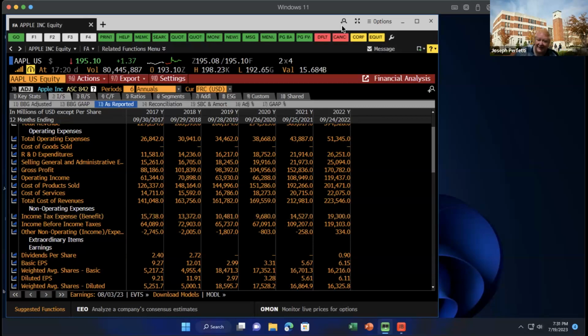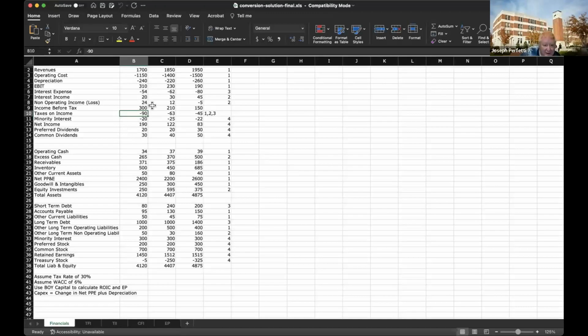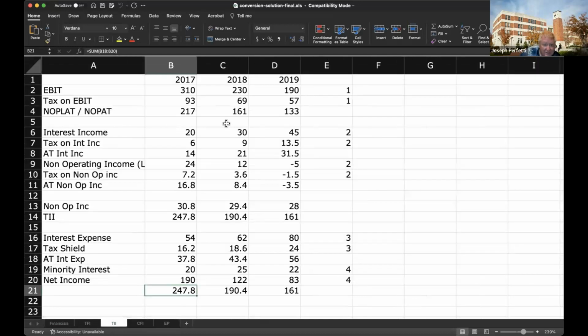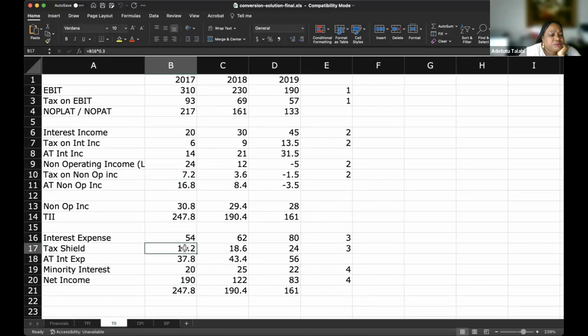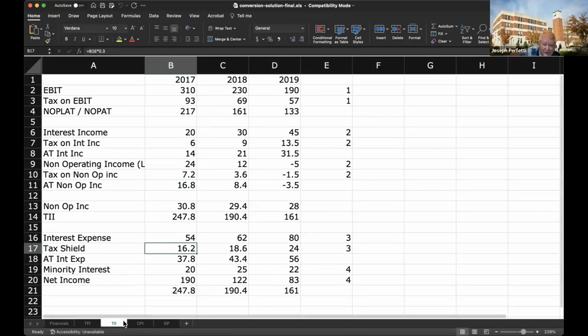Because, and that goes back to the TII, when we split out on this statement taxes of 90 as an example into the three sections: tax on EBIT 93, tax on non-operating income, what's that, 100.2, and tax shield 16.2. 100.2 minus 16.2 is going to give you 90, whatever it is.